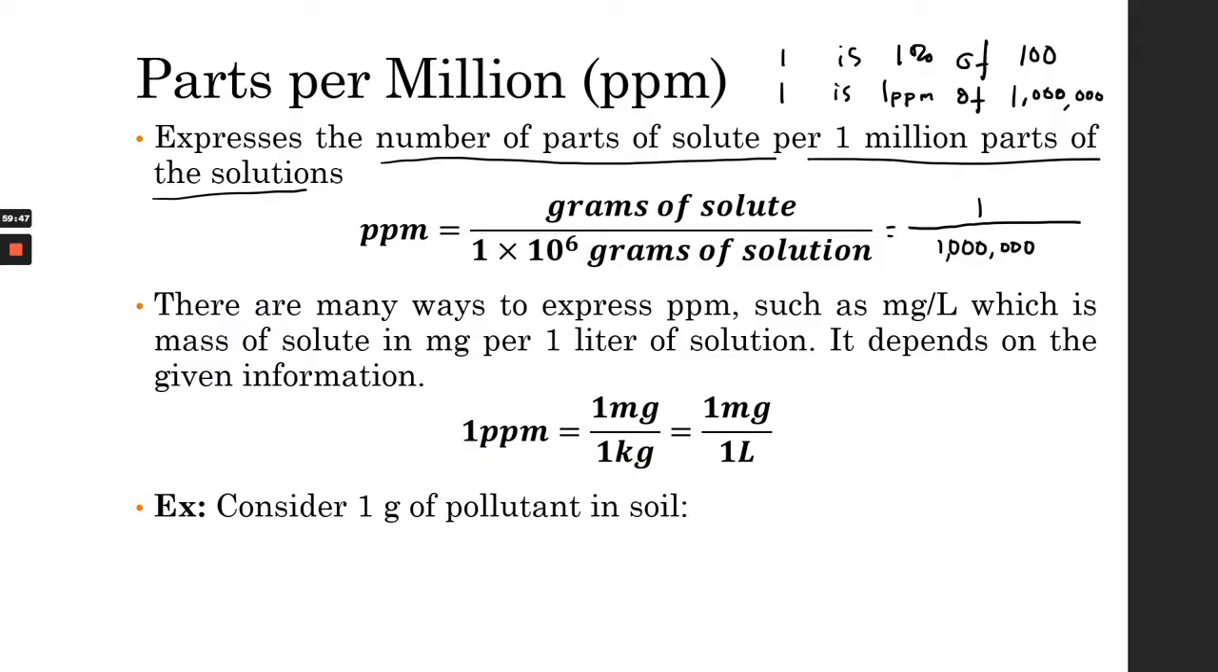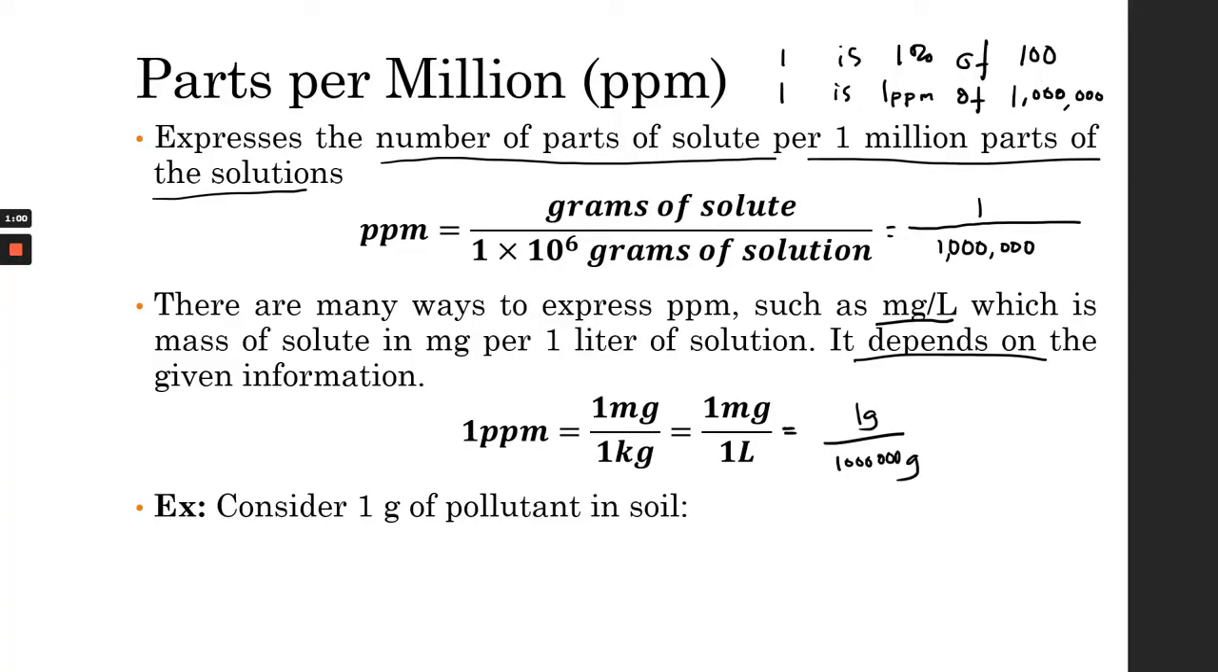And there are a lot of ways to express parts per million. We can also use milligrams per liter, which is the mass of solute in milligrams per 1 liter of solution. It usually depends on the given situation. 1 part per million is equal to 1 milligram per 1 kilogram, or 1 milligram per 1 liter, or 1 gram over 1 million grams.